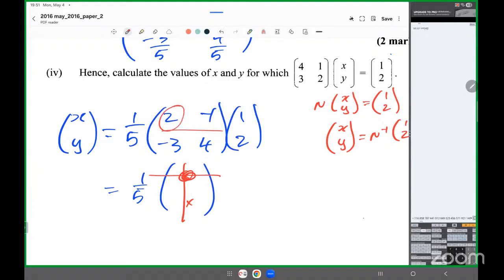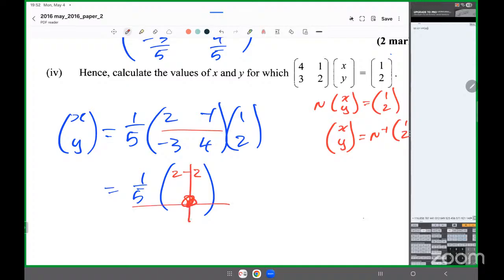Same thing again. First element times first element, second element times second element. 2 times 1 and minus 1 times 2. 2 times 1 is 2. Minus 1 times 2 is negative 2. That becomes a 0.